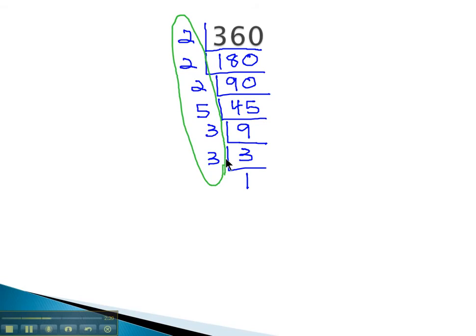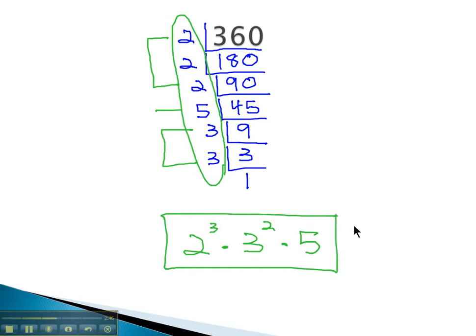What's nice about them is it doesn't matter which order you divide them out, you'll end up with the same set. Notice we've got 3 2's, or 2 cubed, just putting them in order here, 2 3's, or 3 squared, times 5. This is the product of prime numbers, or prime factorization, of 360.